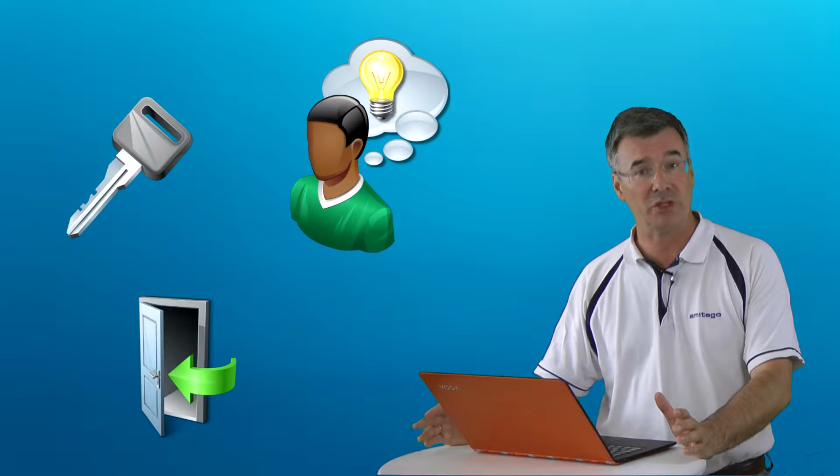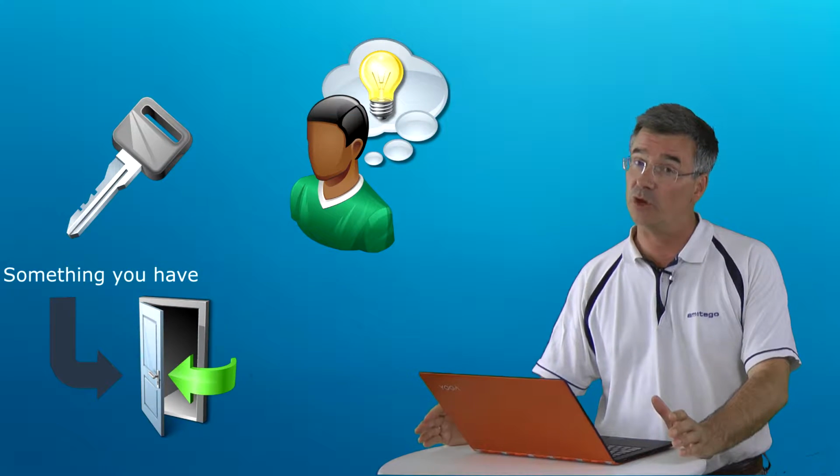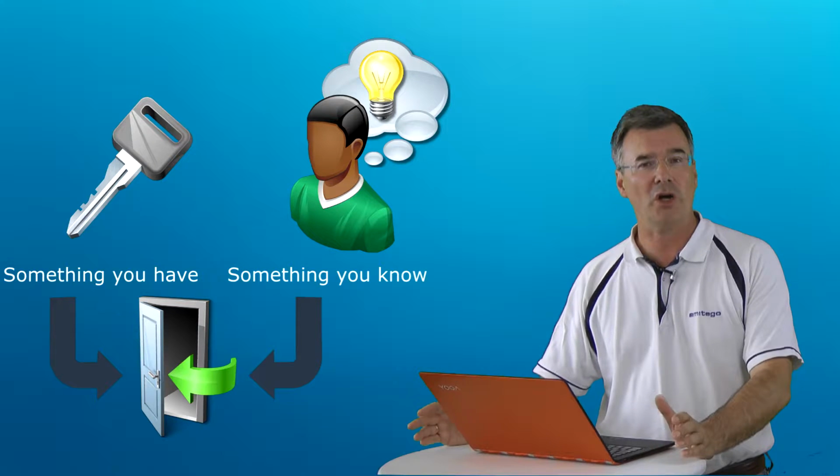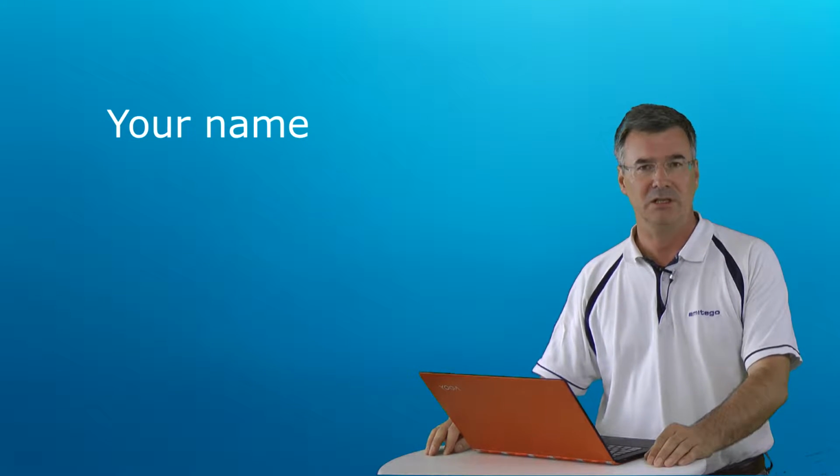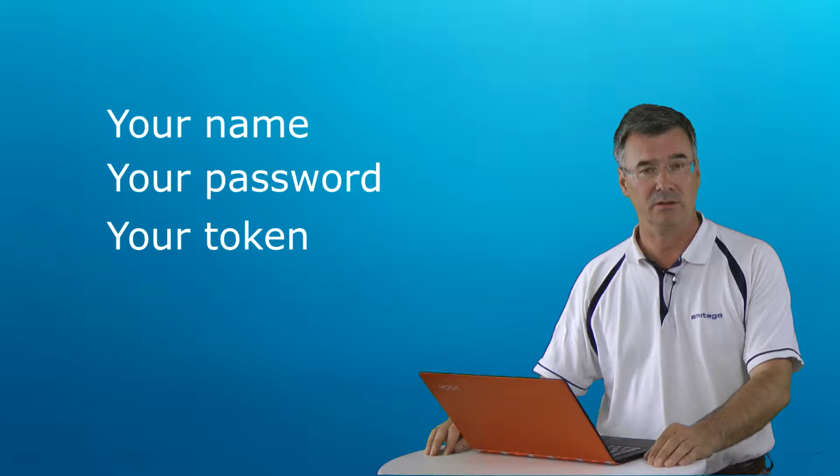What is the idea behind two-factor authentication? It is to use something you have and something you know. Tell your login process who you are, your name, something you know, your password, and something you have, a token.